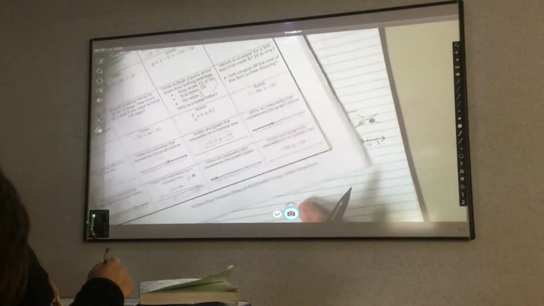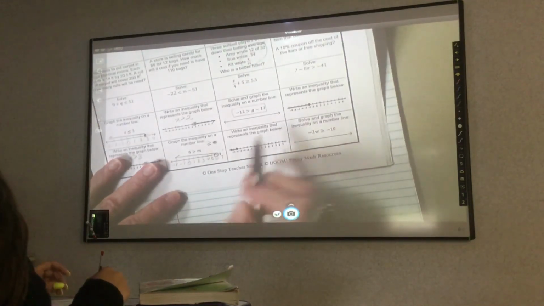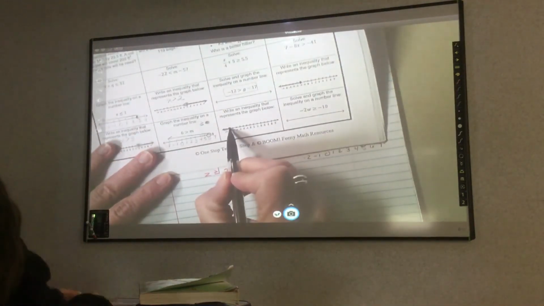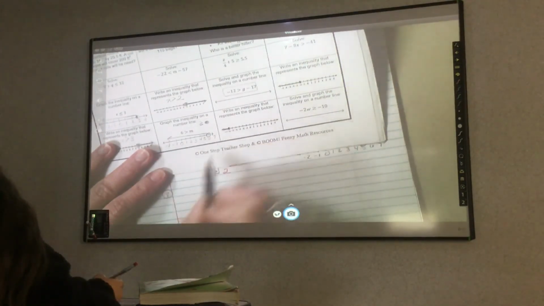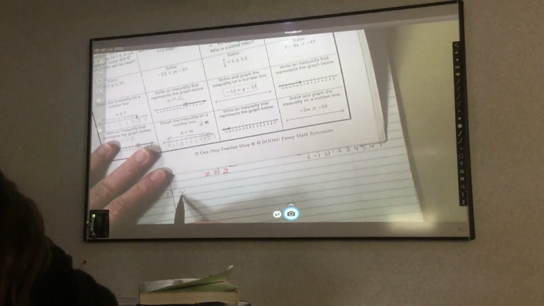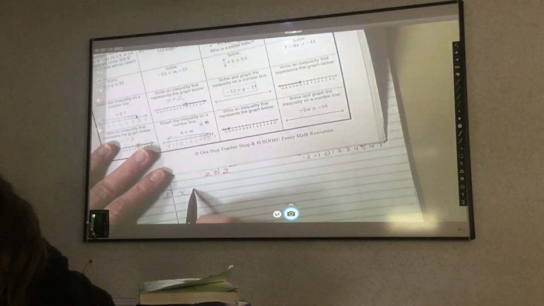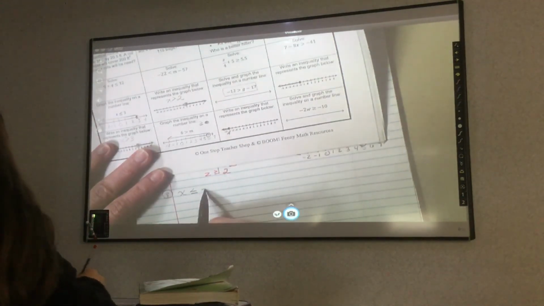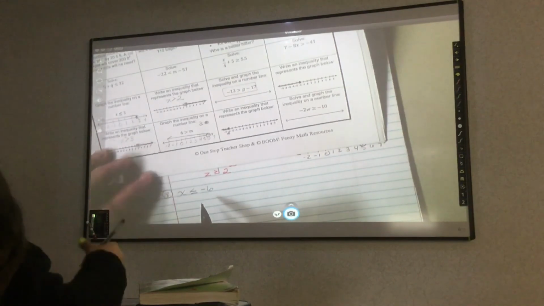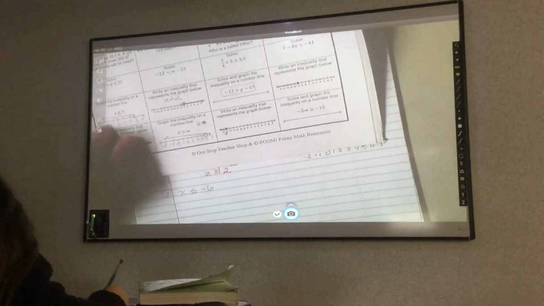Number 8 says write an inequality that represents the graph below. We have a filled in circle, and the arrow is pointing to the left. So it's saying x is, if it's going to the left, that means it is less than, because it's filled in, it's also equal to, and then what number is it at? Negative 6. So it'd be x is less than or equal to negative 6.